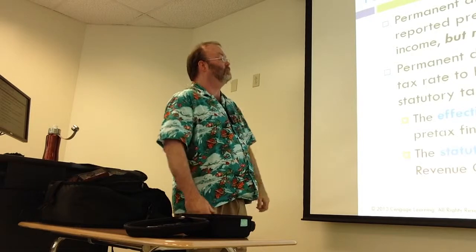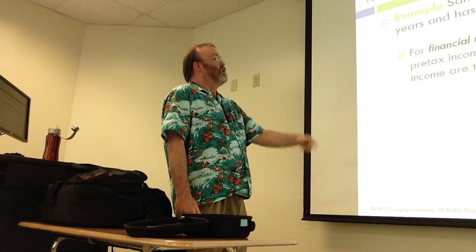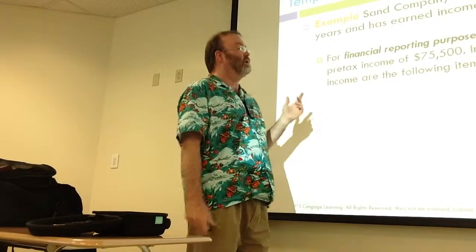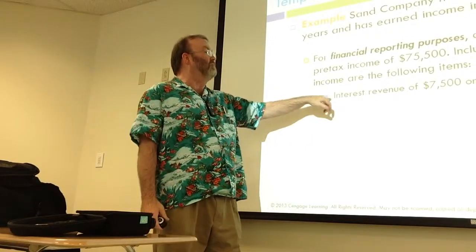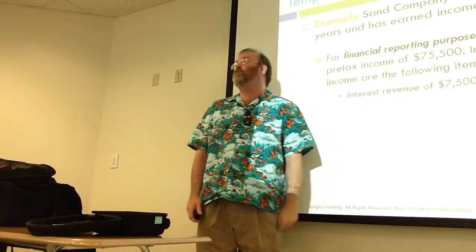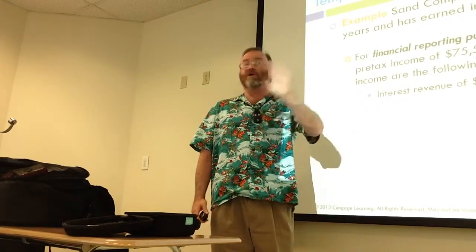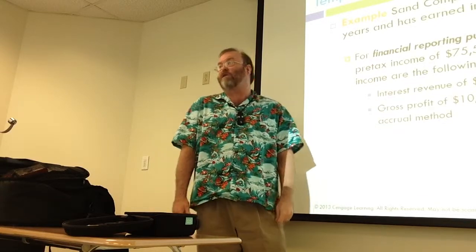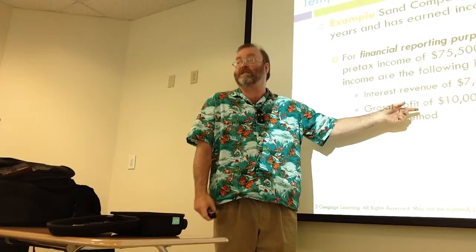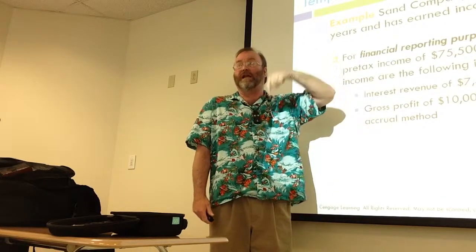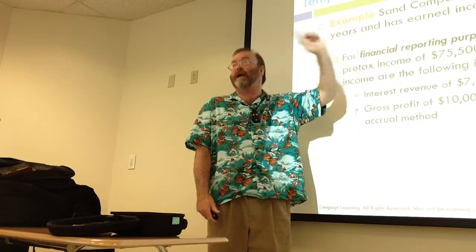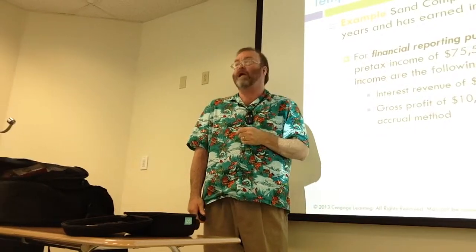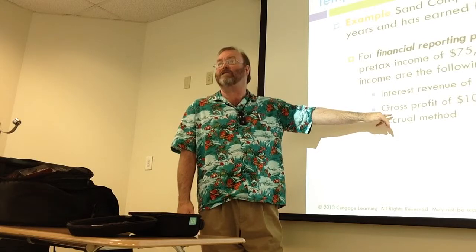So here's an example. Let's see. We've got $75,500 in pre-tax U.S. income. We have interest revenue of $7,500 from municipal bonds. Never going to be taxed. We have a gross profit of $10,000 on an installment sale. This is not taxable, this is a temporary difference. It's in our financial income, but it is not taxable until the customer actually pays us the installment. Okay? We take kind of a cash basis on this.